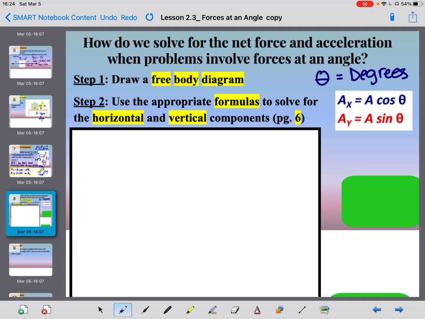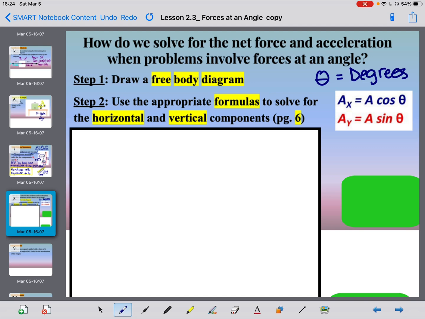Because we're talking about forces here, it's okay if you leave the formulas as Ax equals A cosine theta and Ay equals A sine theta, but when you do the math, it would make sense that we would label them as Fx equals F cosine theta and Fy equals F sine theta.